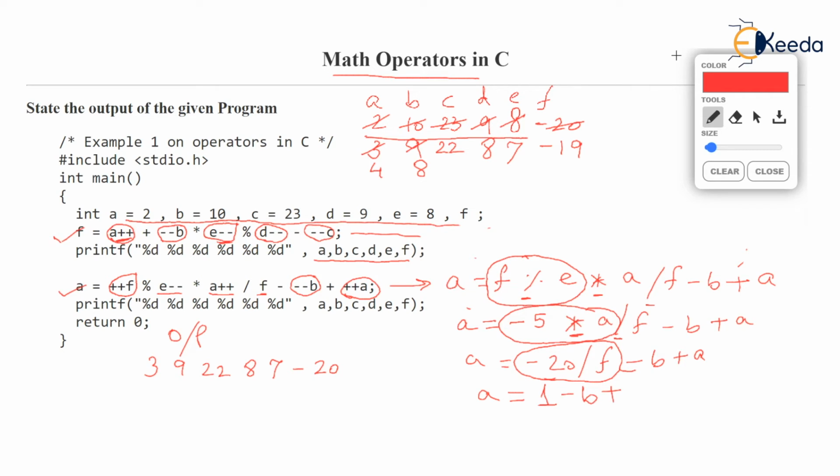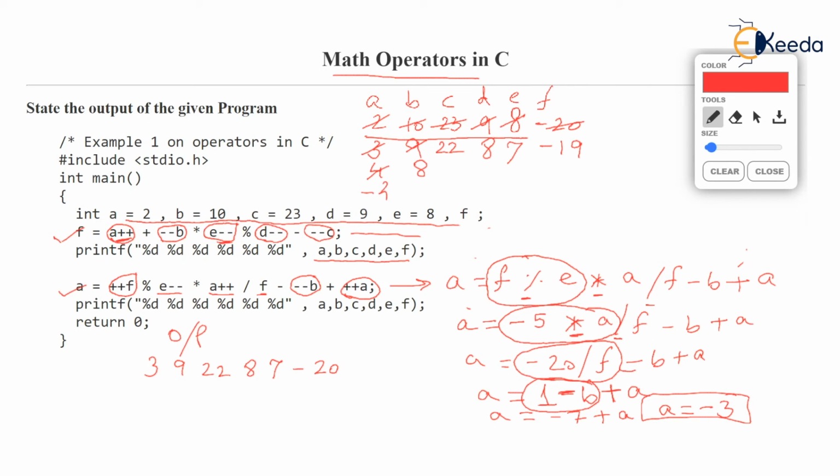So minus b plus a is remaining. Now minus and plus have equal priority, then minus will be solved first. 1 minus b, and b as you see in the table is 8. So here it becomes 1 minus 8, which is minus 7 plus a. Finally minus 7 plus 4. So a becomes minus 7 plus 4. a becomes minus 3. So we have got our expression a as minus 3.